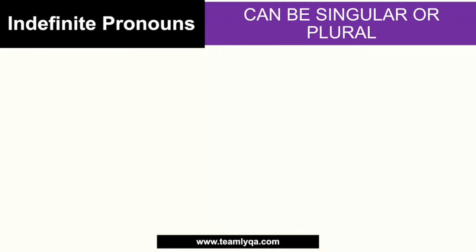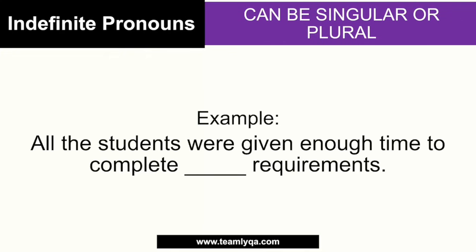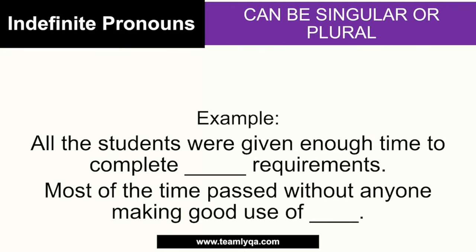Now, paano naman kung singular or plural siya? Because there are some na ganon. For example, we have a sentence like this. Sabi, all the students were given enough time to complete blank requirements. Or, most of the time passed without anyone making good use of blank.